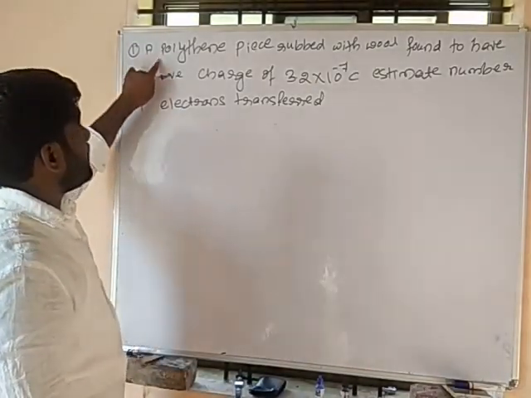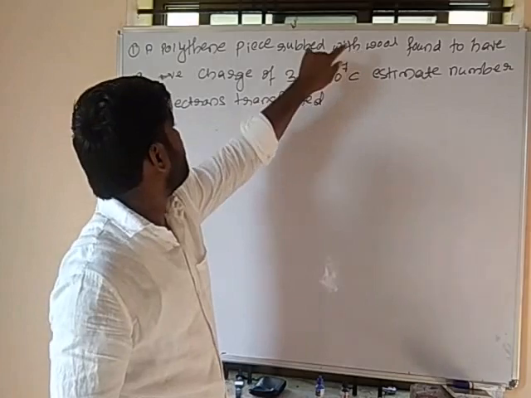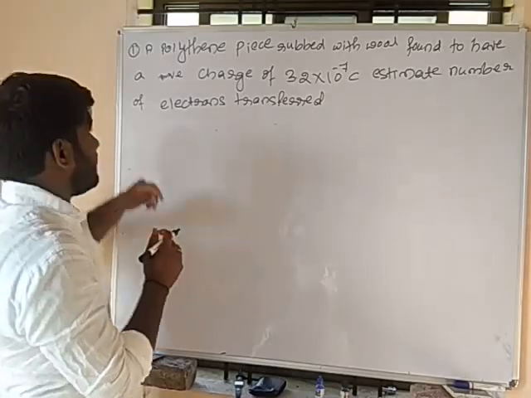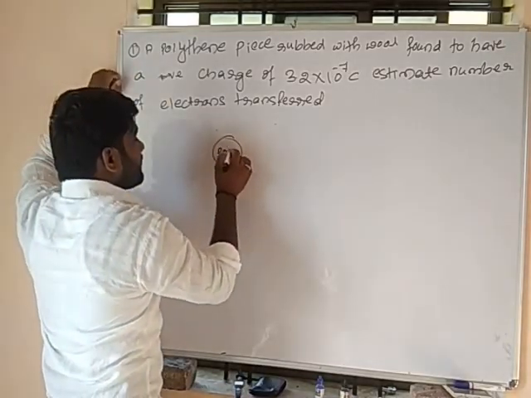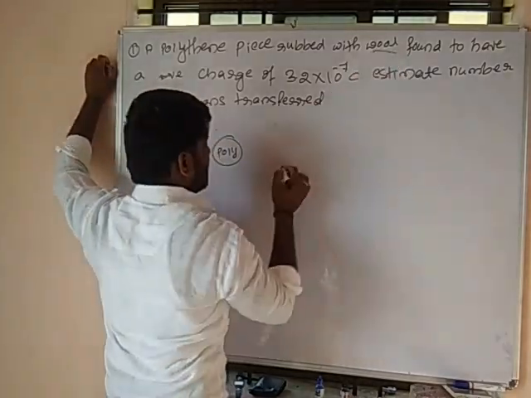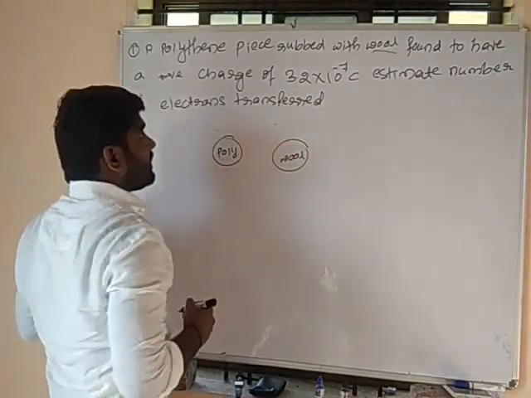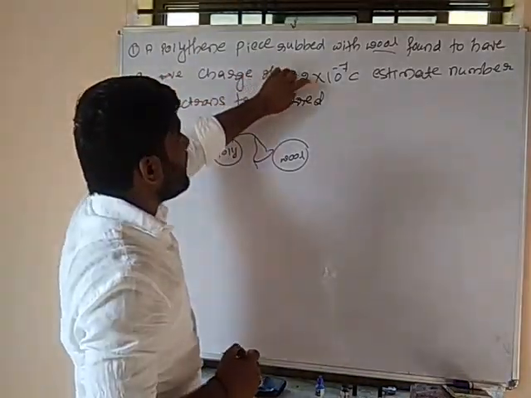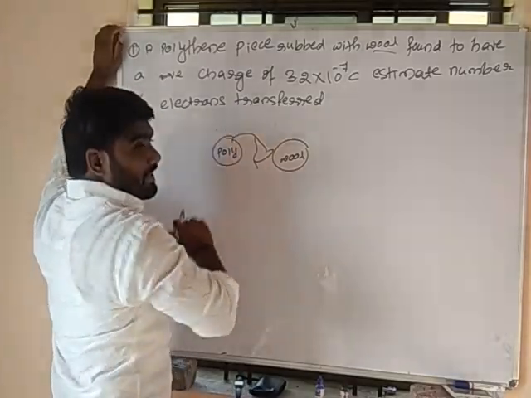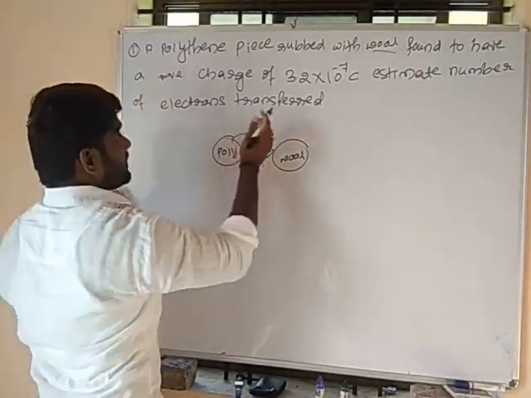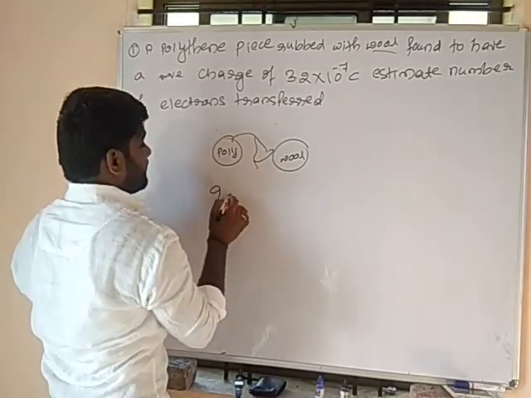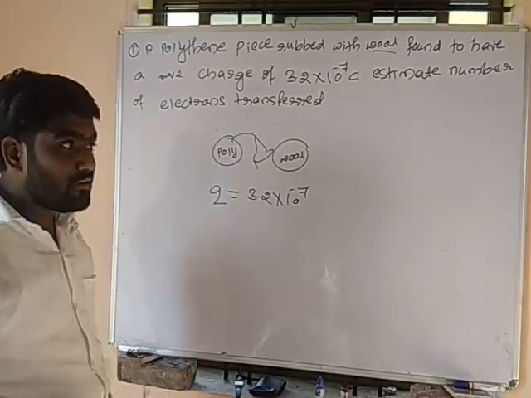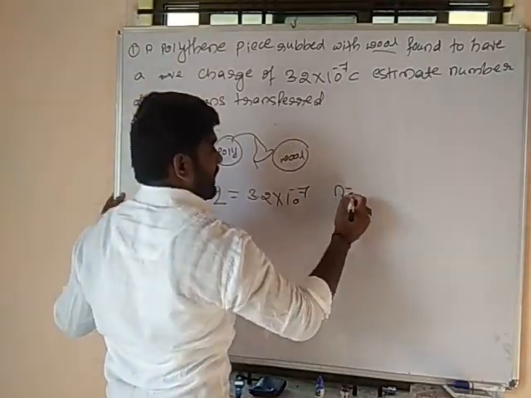So first of all, a polythene piece is rubbed with wool and found to have negative charge. When these two are rubbed against each other, I want to calculate the number of electrons transferred. So this Q is given. This Q is equal to 3.2 into 10 to the power minus 7. Then N I want to calculate.